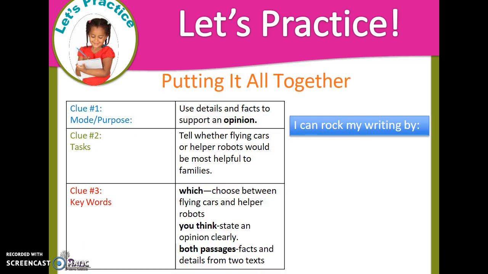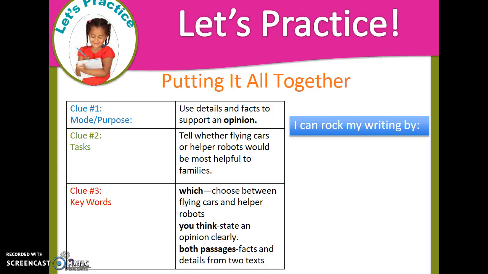Putting it all together. Clue number 1, mode or purpose. Use details and facts to support an opinion. Clue number 2, tasks. Tell whether flying cars or helper robots would be most helpful to families. Clue number 3, key words. Which? Choose between flying cars and helper robots. You think. State an opinion clearly.